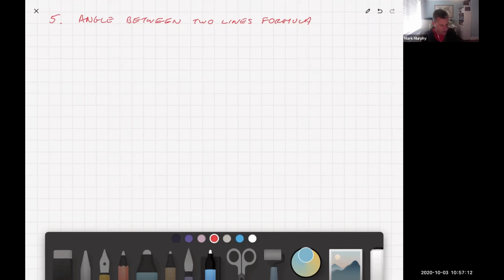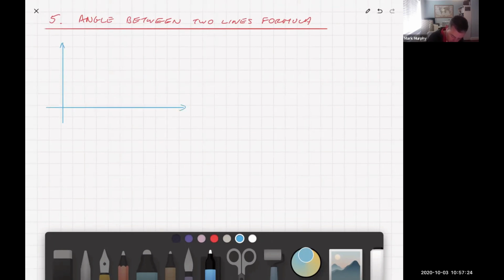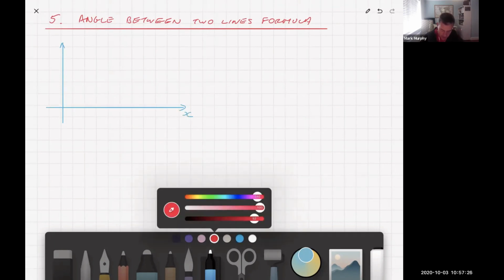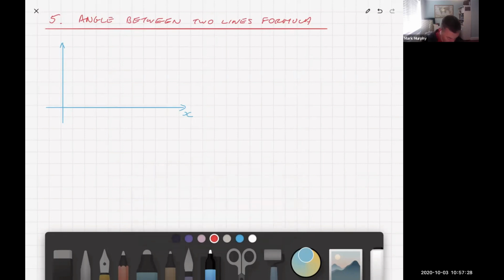In a lot of ways, this is the trickiest one, right? Because it involves a bit of trigonometry. Okay, but we'll just go through it again. So you do your y-axis, do your x-axis. Let's draw two lines because it's the angle between two lines formula. So we draw one line here, and let's define that as L2. It's just the way I've written it, right? And this is the angle beta. And let's draw another line. So that, let's say that has the slope of M2, okay?